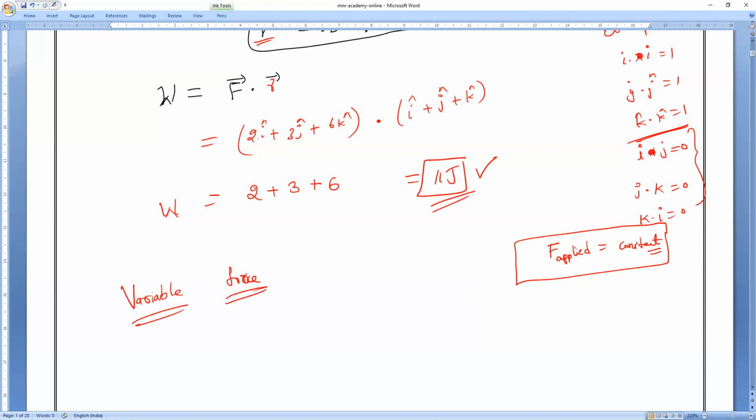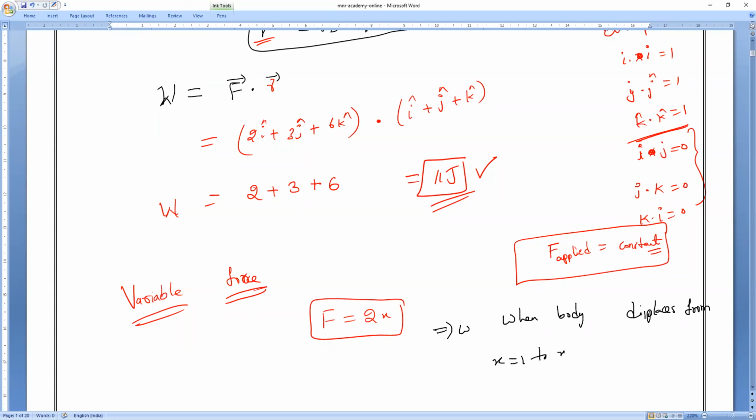So if I go with the variable force, for example, F is equal to 2 into X. This is the given force. Is it possible to find the applied force? Definitely it is X times. So, maybe X is equal to some value. For example, if I calculate the work done when the body displaces from X equals 1 to X equals 3. Is it okay, all of you?